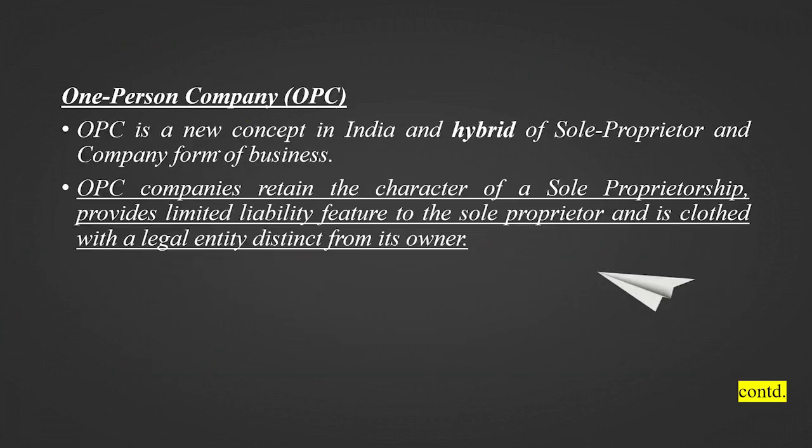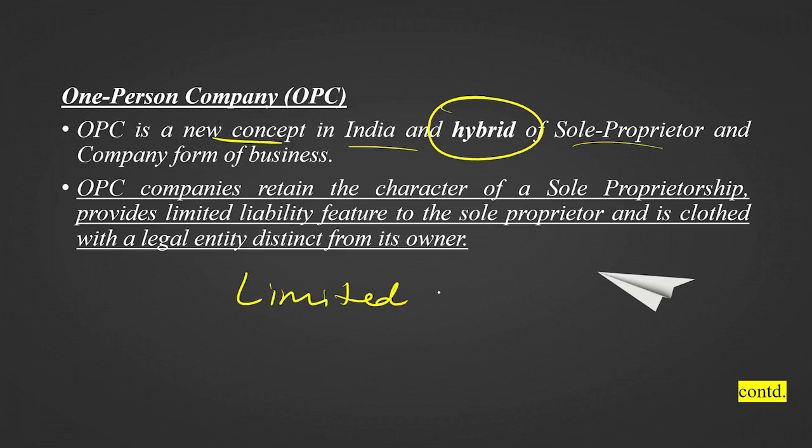Okay. OPC, one person company, is a new concept in India which is nothing but a hybrid of a proprietor and a company. The main advantage of an OPC is limited liability. The main problem in a sole proprietorship business is unlimited liability. So once you have an OPC, we don't have the disadvantage of the sole proprietor's unlimited liability. We have the advantage of limited liability of a one-person company.